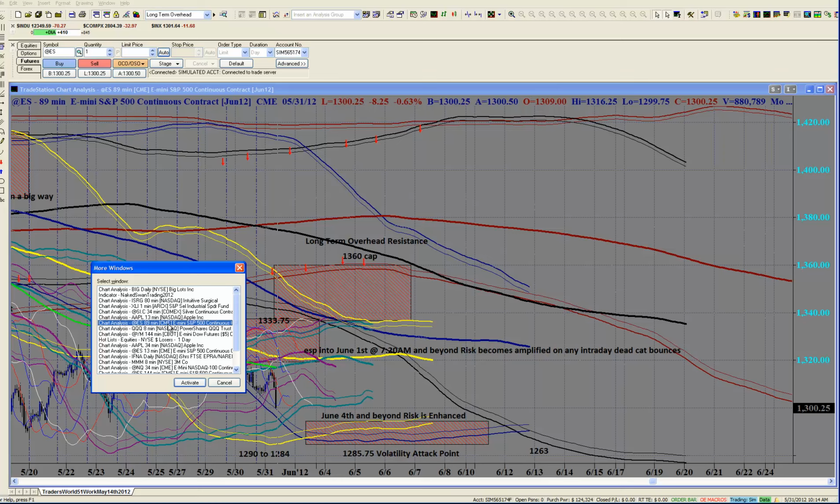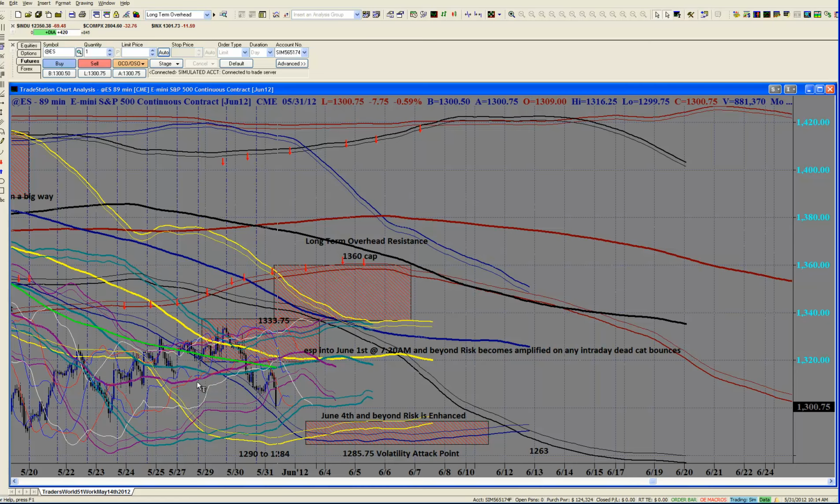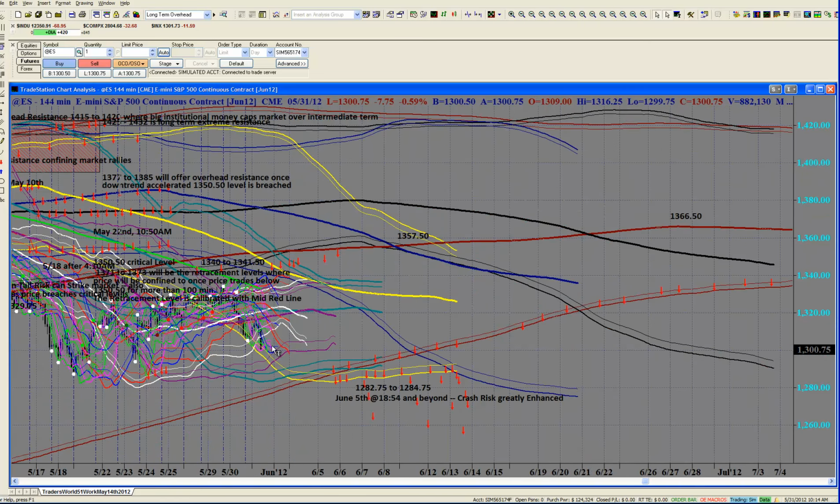I'm going to take you to a 144-minute chart. It happens to be all marked up. Didn't have a chance to clean it out. But basically, all you really need to look at is this region over here, the 1282.75 to 1284.75 critical support, which is going to be breached.